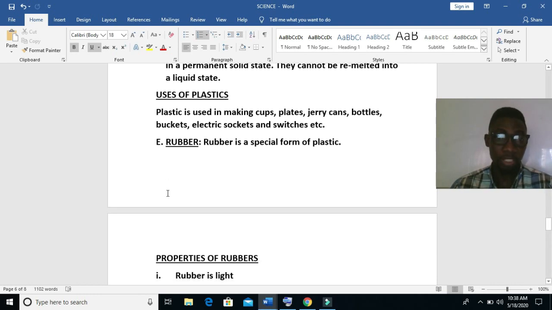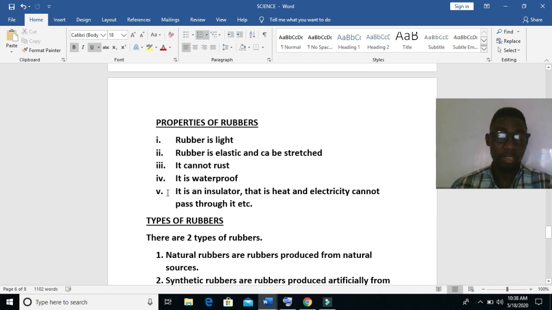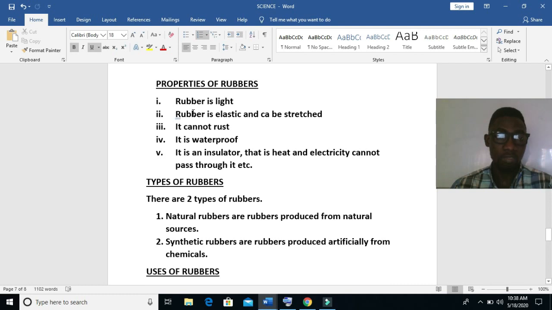It is a special form of plastic. So let's quickly look at the properties, the features of rubbers. Number one says rubber is light, just like plastic. Rubber is what? Light. It's not heavy. Number two says rubber is elastic and can be stretched.